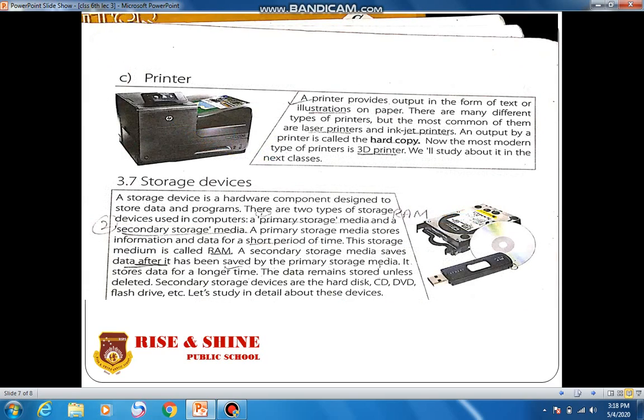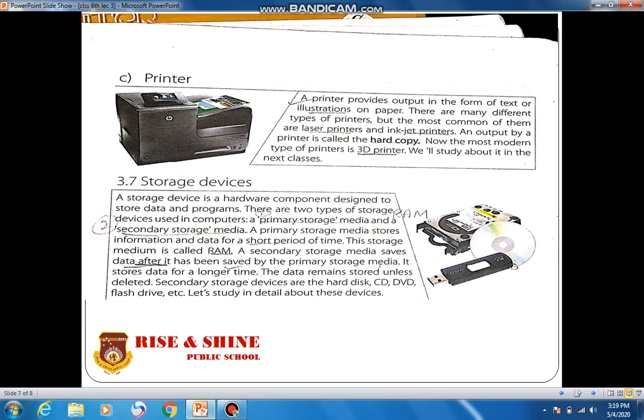The last output device is the printer. Printer, as the name suggests, is used to print the output on a piece of paper. An output taken from the printer is called the hard copy. These days we are using many kinds of printers, but the most commonly used printers are laser printer and inkjet printer. In modern days, the most modern type of printer is the 3D printer. In this chapter, we will not learn about its detail. Inshallah, in the next classes, we will learn in detail about the 3D printer.